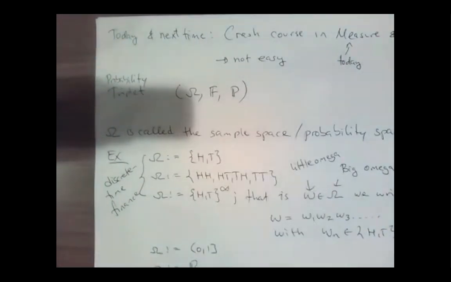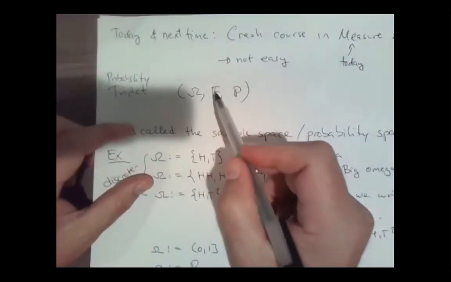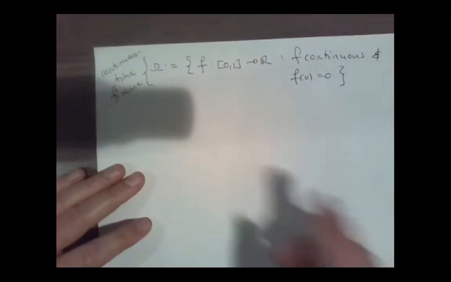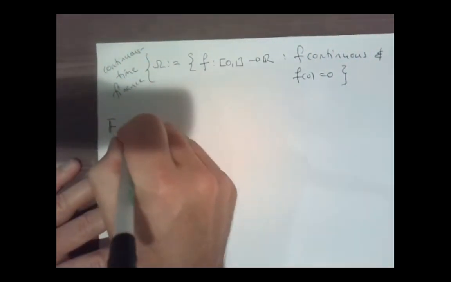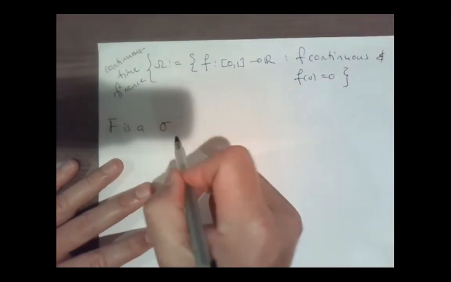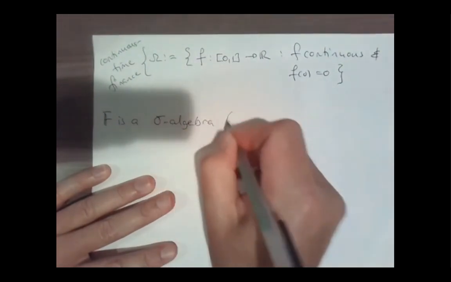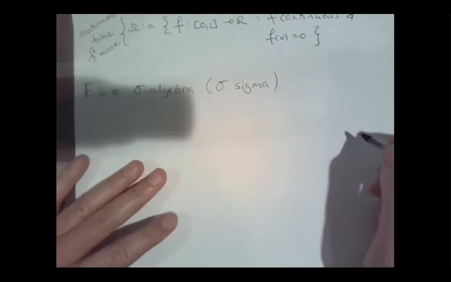What about F? What is F? As you can see, F is written bold, with two straight lines down. So it's a bold F. F is a sigma algebra. This is a funny letter, sigma, right? So F is a sigma algebra.